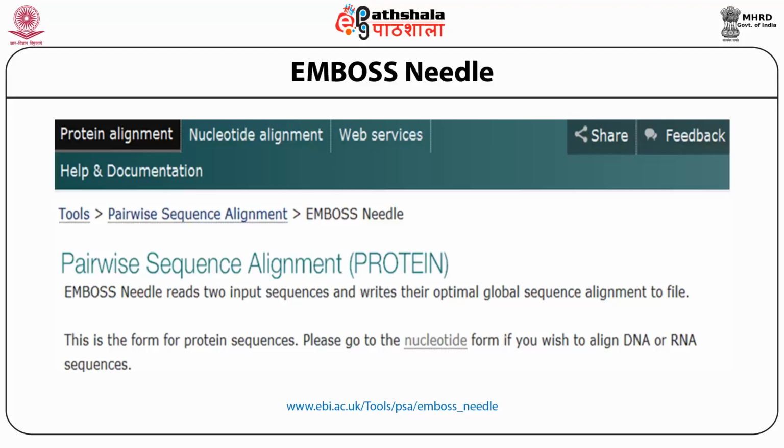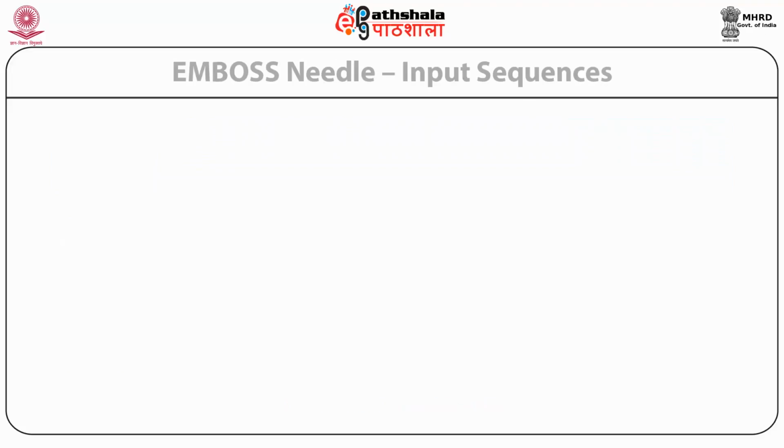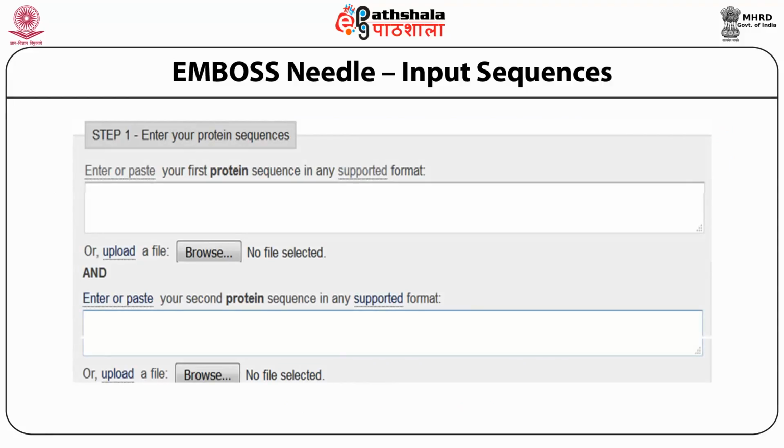There are 3 steps in alignment using EMBOSS Needle. Step 1 is to enter the input sequence for alignment in the provided text boxes. Users may paste the sequences or, using the browse buttons, upload saved files in the FASTA sequence format.